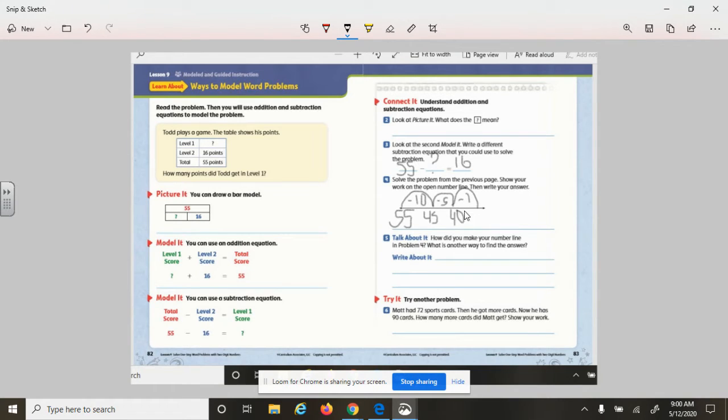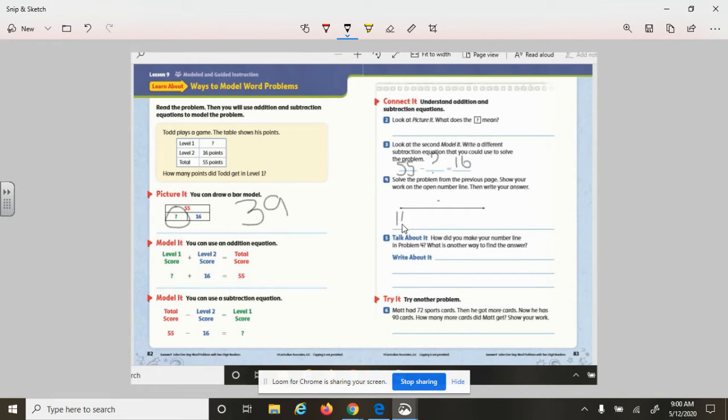40. And then 40 minus 1 is 39. So that's one way that I can solve that this missing number must be 39. Some of us prefer to use addition. So if I wanted to use addition, I could look at the change.